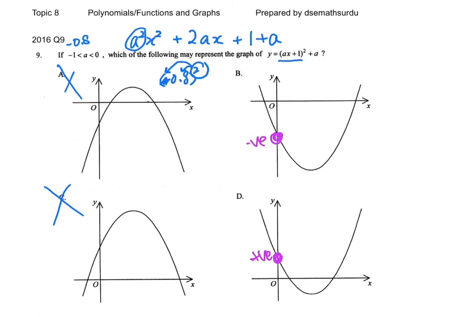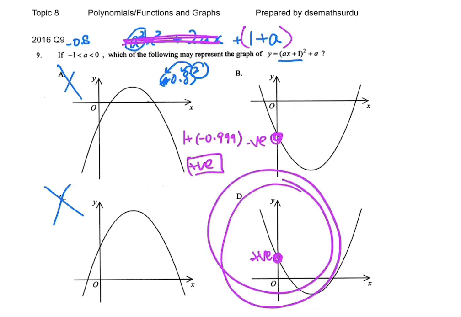So from your equation, let x be 0. 0 times anything is 0, so these terms are cancelled. So your y-intercept is 1 plus a. Will it be positive or negative? Can you use a calculator or just guess on your own? Because we know a is larger than -1, even if a is -0.99999, your final answer will be a positive answer. That's why your answer is D. So that's your answer.